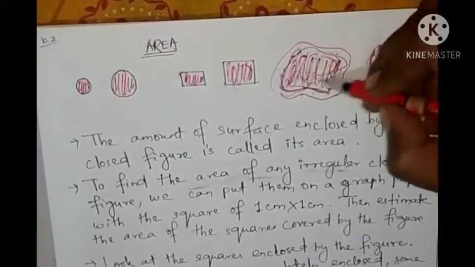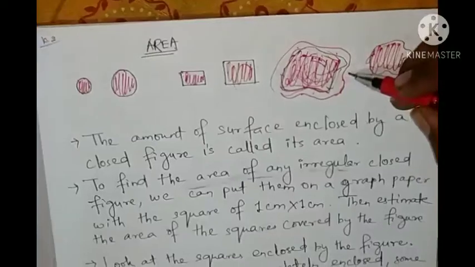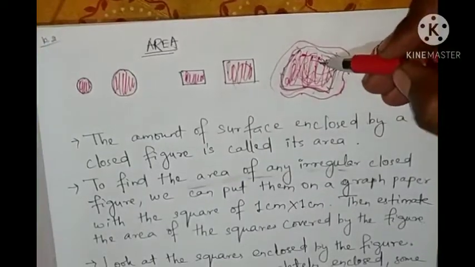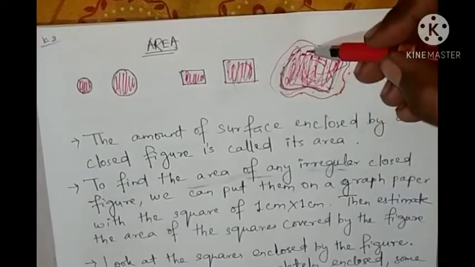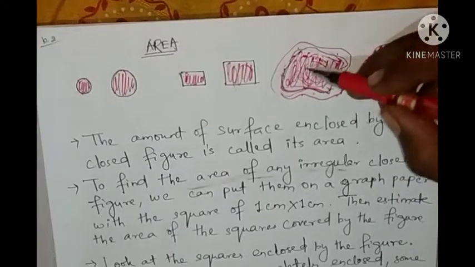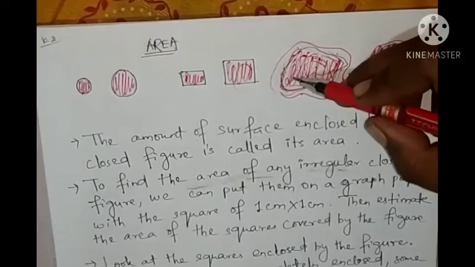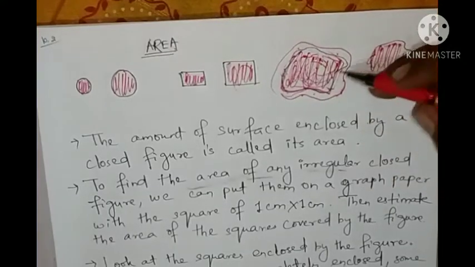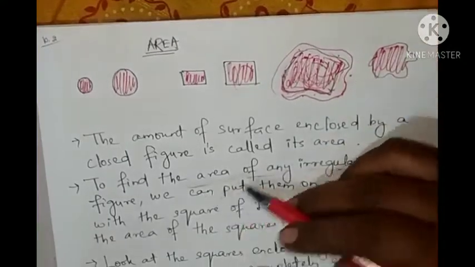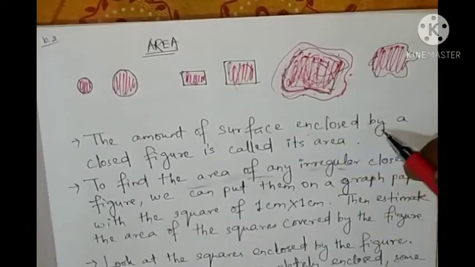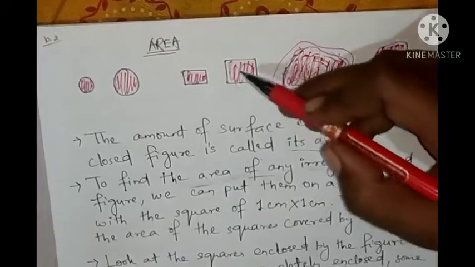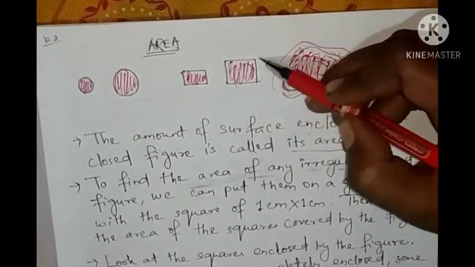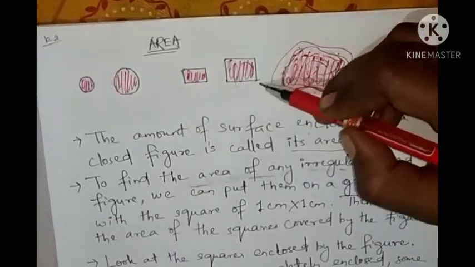So this is what? This interior portion is what? Area. Okay, and this has a closed surface. This is closed and this has a boundary. So the amount of surface enclosed by a closed figure is called area. Means this surface which is closed, which is enclosed by a closed figure.